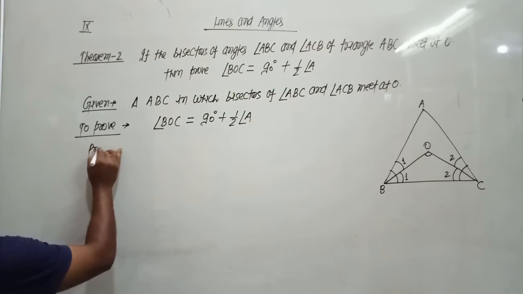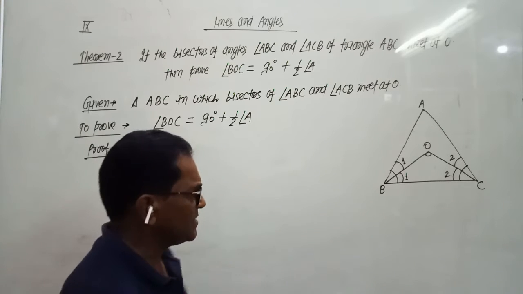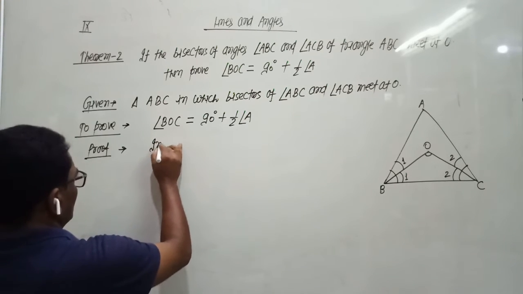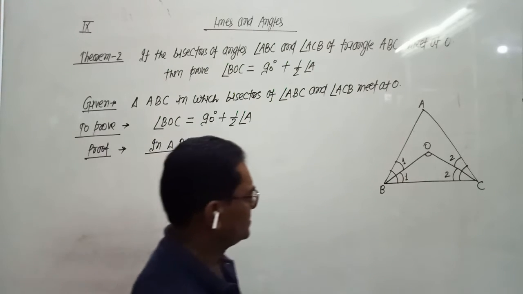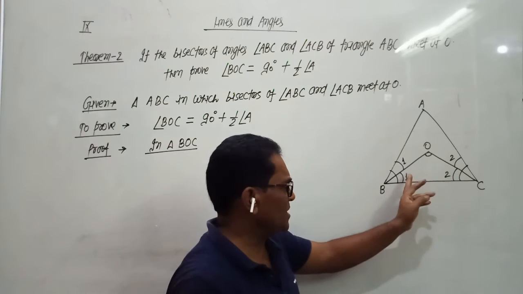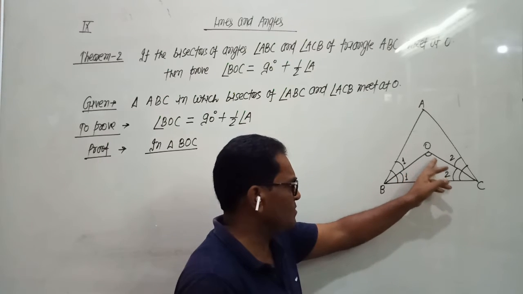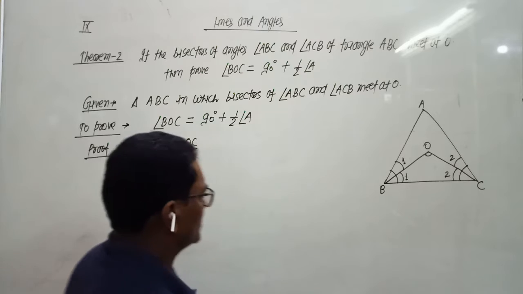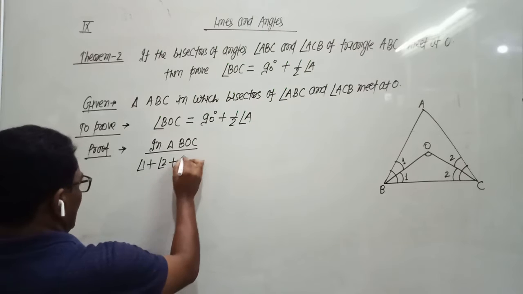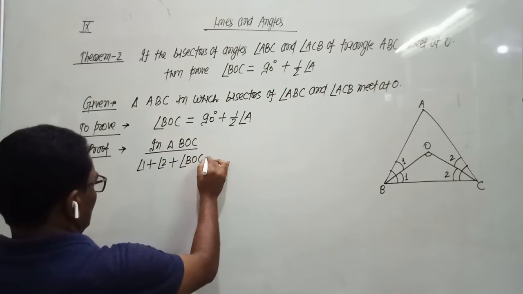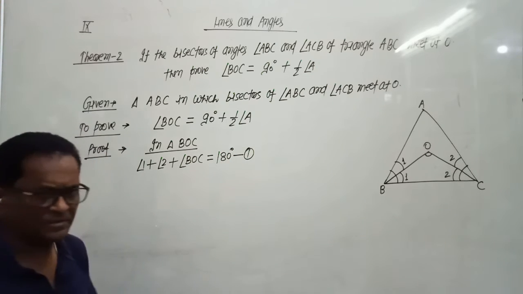Then there is no construction, so directly we start the proof. In triangle BOC, we can write by angle sum property, the sum of three angles is 180 degrees. So angle 1 plus angle BOC plus angle 2 equals 180 degrees. Angle 1 plus angle 2 plus angle BOC equals 180 degrees. Name it equation number 1.